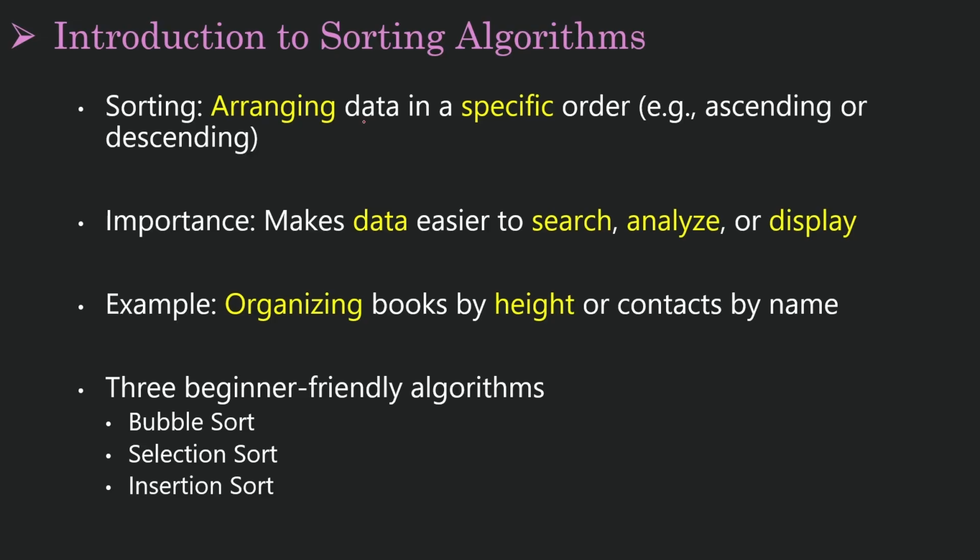Introduction to sorting algorithms. Sorting algorithms are methods to arrange data in a specific order, like numbers from smallest to largest. We'll cover three beginner-friendly ones: bubble sort, selection sort, and insertion sort.